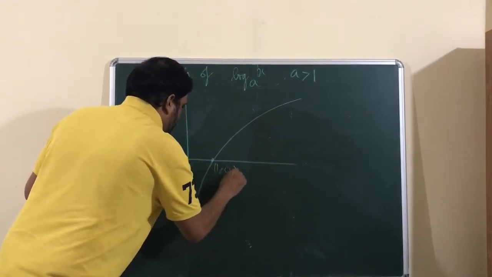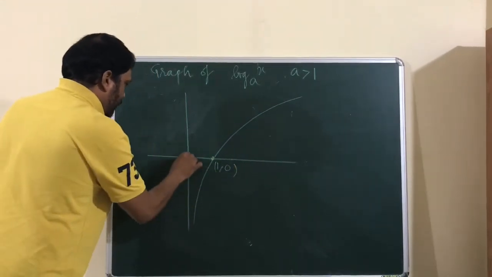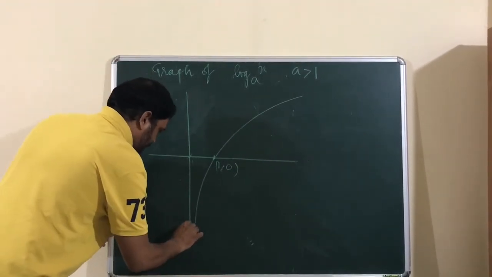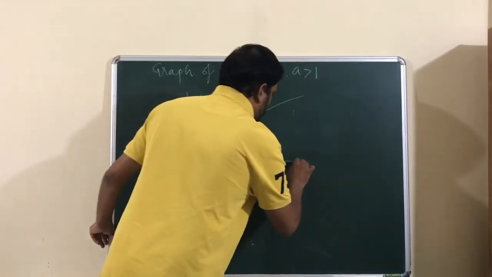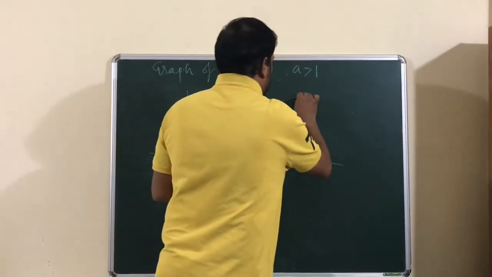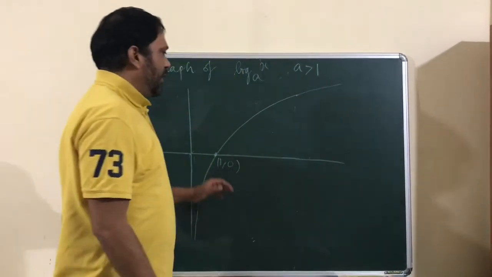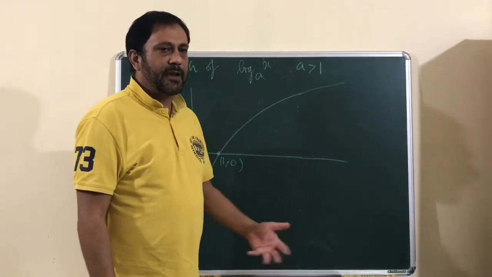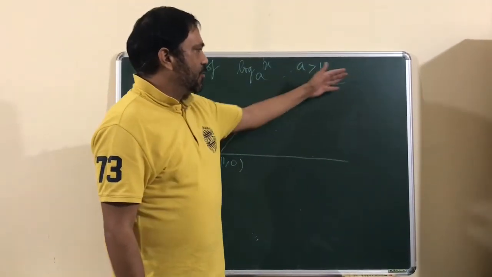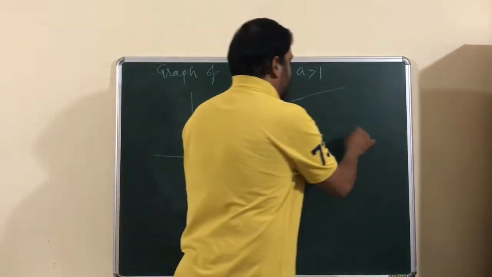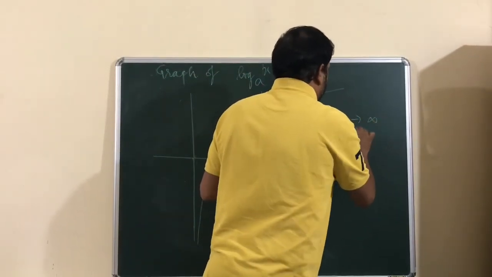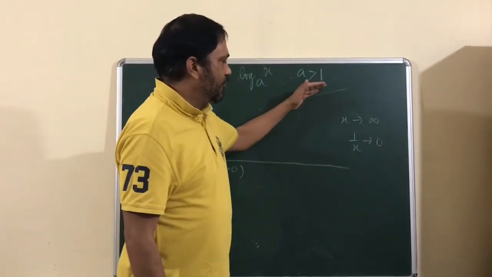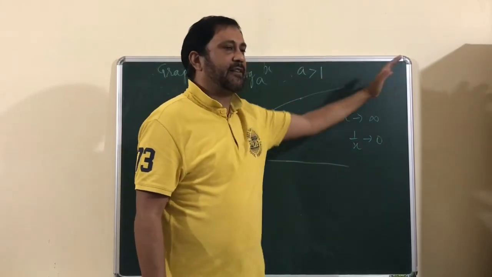this is 1 comma 0, and the moment you substitute a value which is slightly more than 0, you'll see the answer at minus infinity. And as you reach towards plus infinity, the answer will be infinity. But one interesting observation: we know the derivative of log x is 1 by x. So when x approaches infinity, 1 by x will approach 0, which is the derivative of log of x base a. So the graph of log of x base a will be flat at infinity.